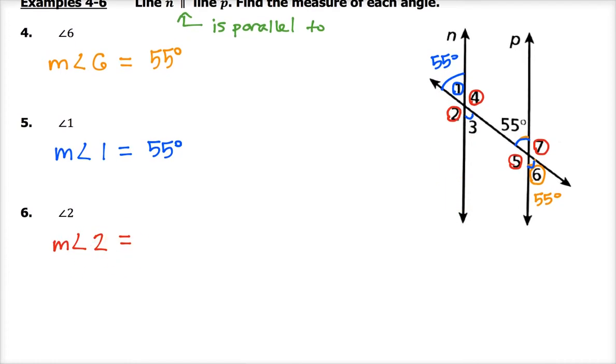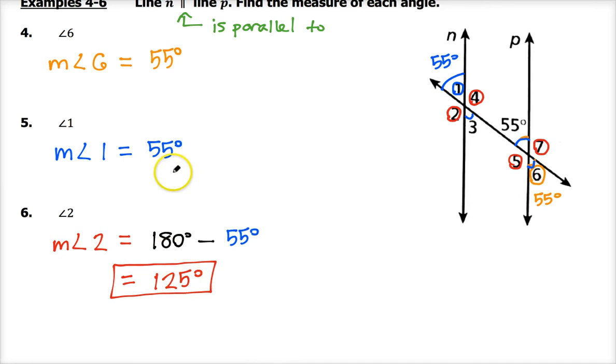So the measure of angle 2 is going to be 180 degrees minus the measure of angle 1, which is 55 degrees. And so that means that the measure of angle 2, if we do some subtraction there, would have to be 125 degrees. And again, that's because angle 2 plus angle 1 have to add up to 180 degrees. That makes sense looking at the diagram because angles 1 and 2 together form a straight angle. Straight angles always measure 180 degrees.